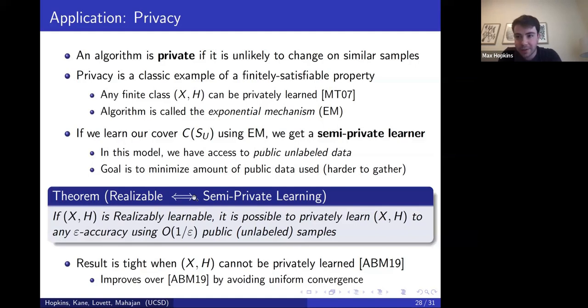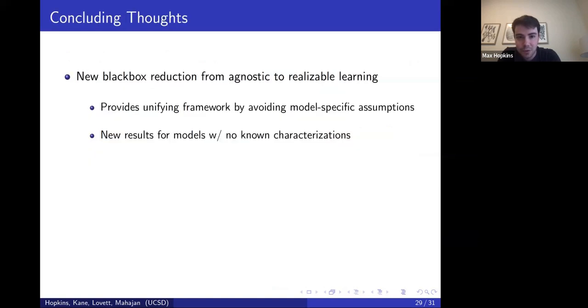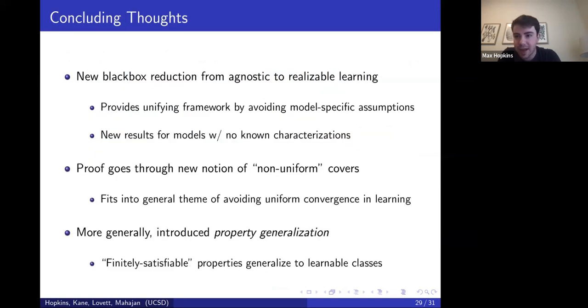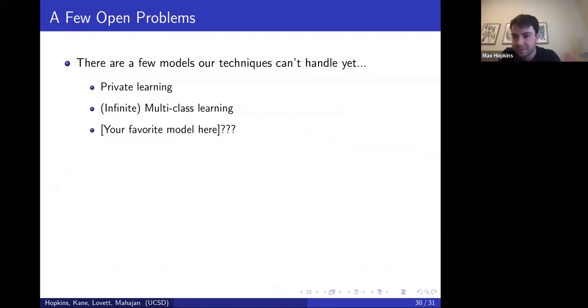Okay, that's the last application I wanted to talk about. I think I'm slightly over time. So maybe I'll skip this concluding slide and mention one or two open problems and then finish up, if that's okay with the organizers.